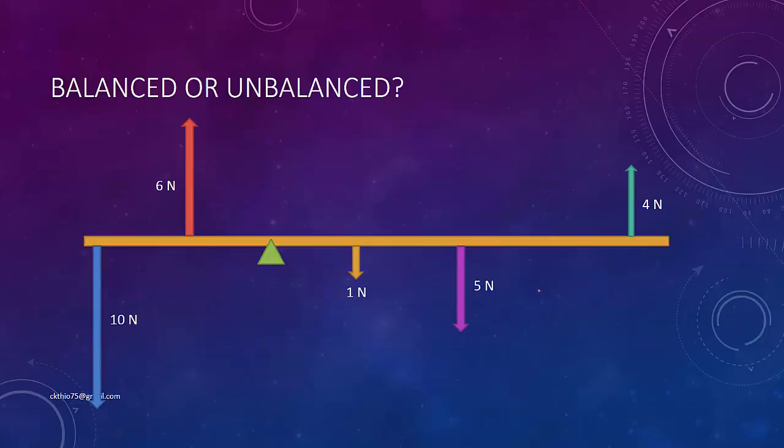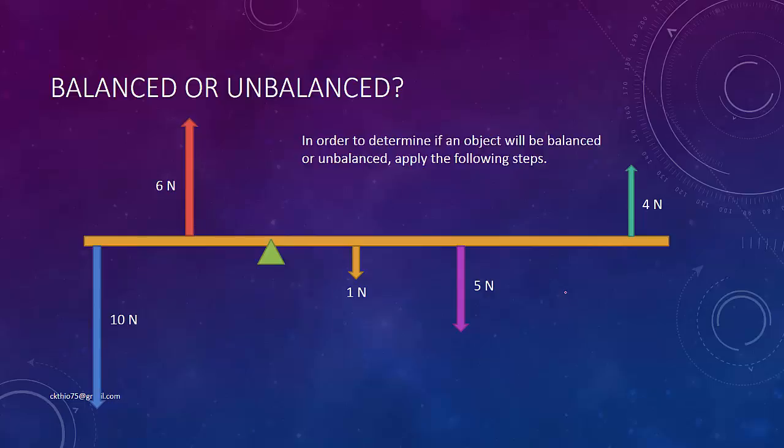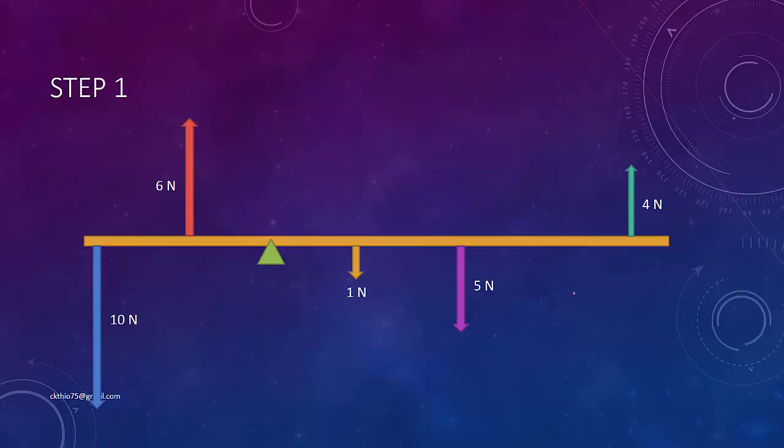Of course, just now was a very simple situation. Right now you have this one that's more complicated, where you have a variety of forces at different locations. Based on this information, how do we understand whether the object is balanced or unbalanced? If you want to determine balance or unbalance, just apply the following steps. Step 1: first, determine the location of the pivot. In this case, the pivot is over here, and you can label it as O.